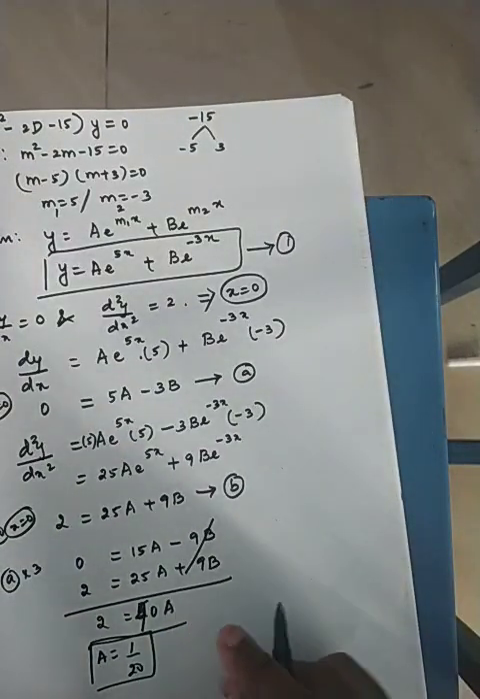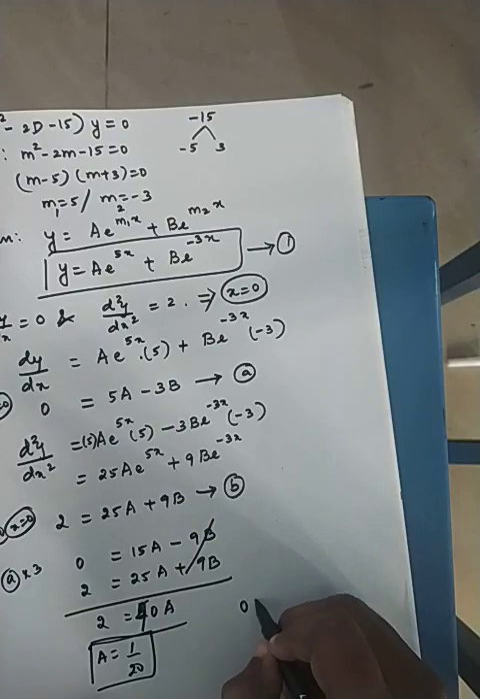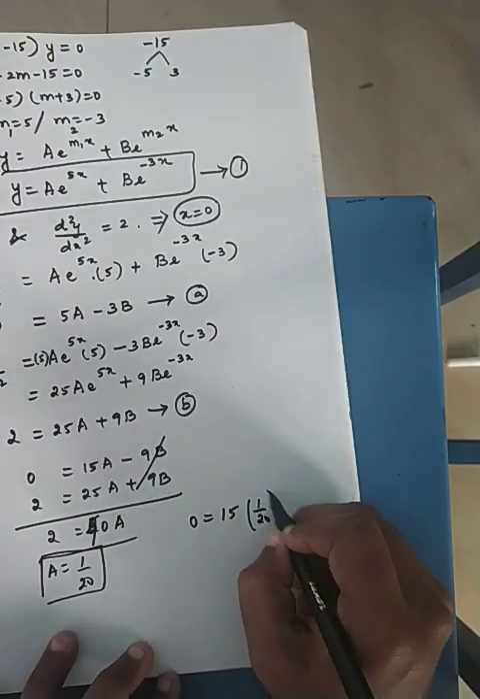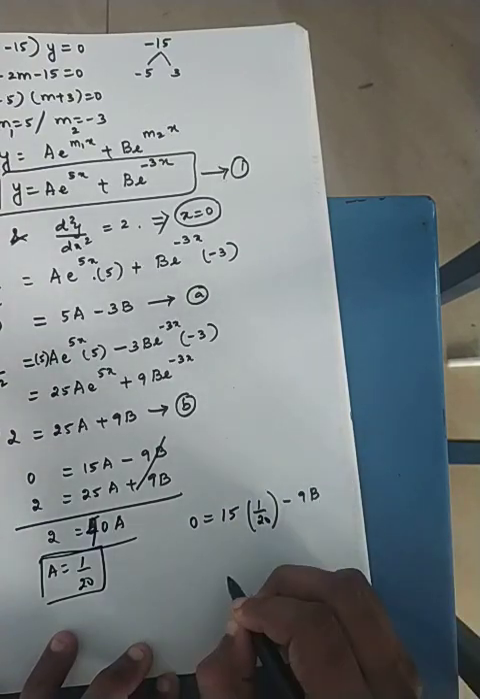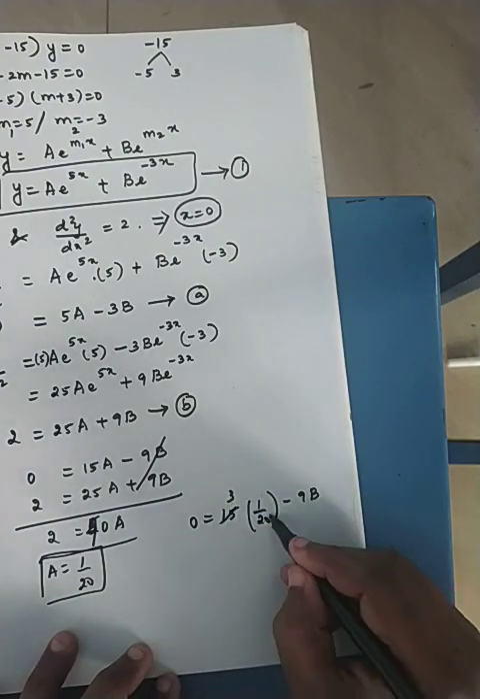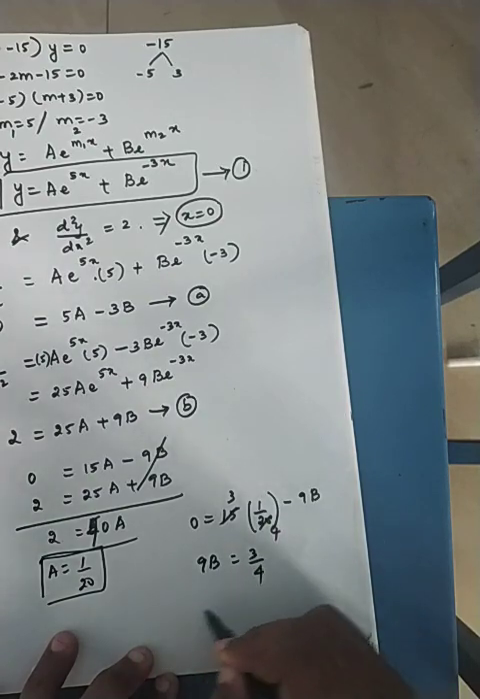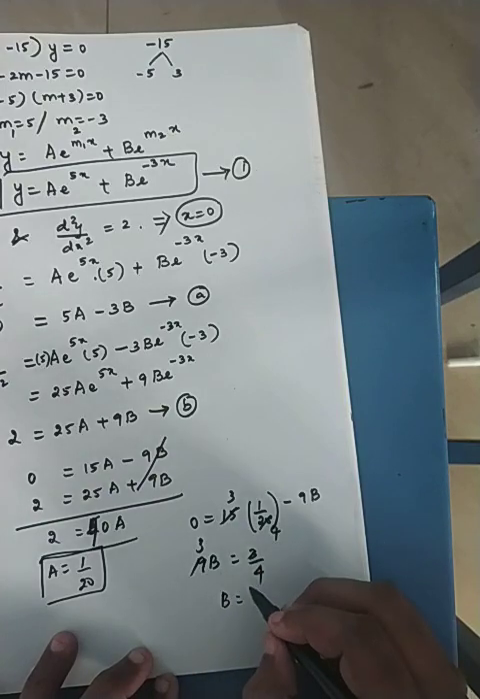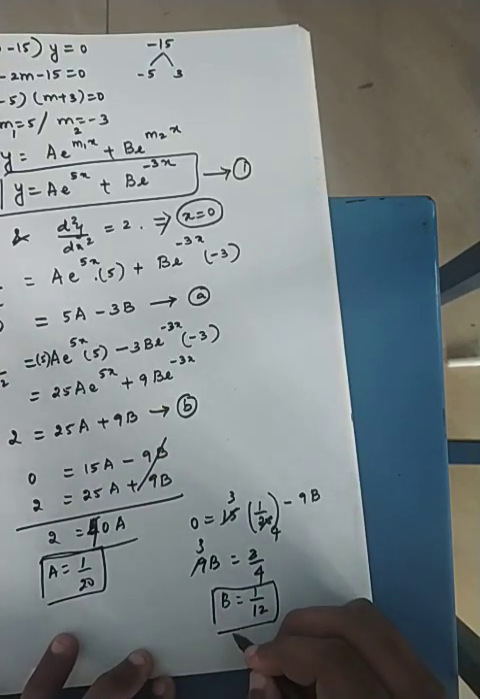Now I substitute a is equal to 1 by 20 in any of these equations. So 0 is equal to 15 into 1 by 20 minus 9b. What will be happening? This is 3 by 4. That is 9b is equal to 3 by 4, or else b is equal to 1 by 12. B is equal to 1 by 12.